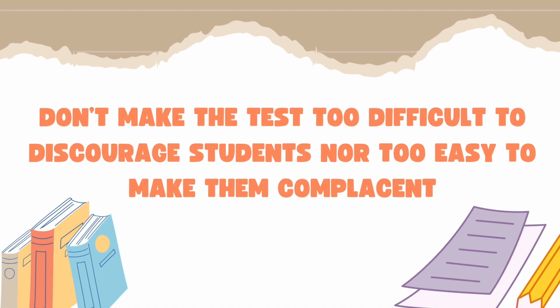Don't make the test too difficult to discourage students nor too easy to make them complacent. Assessment should be a balanced level of difficulty. If a test is too easy, students may not be challenged. If it is too difficult, they may become discouraged. A well-balanced assessment allows students to demonstrate the learning while motivating them to improve. Example, a 20-item test includes easy, moderate, and challenging questions to fairly measure students' understanding.